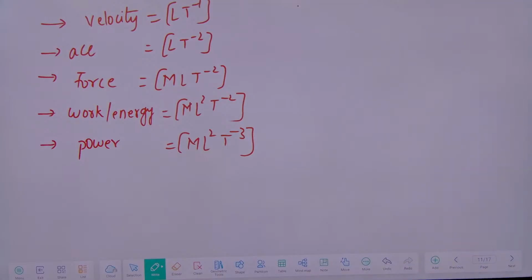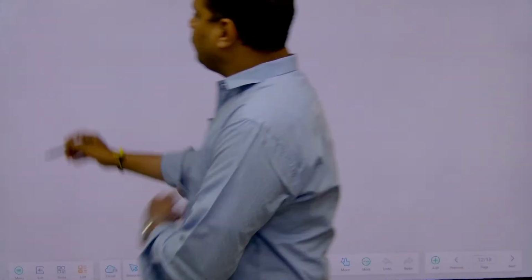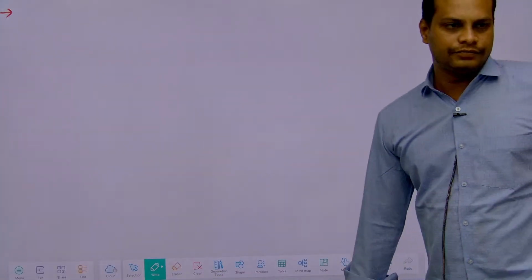Now shall I move to the next point. Next one, write down one important point. You write down one important point. Some 5 dimensional formulas you must write up to power.